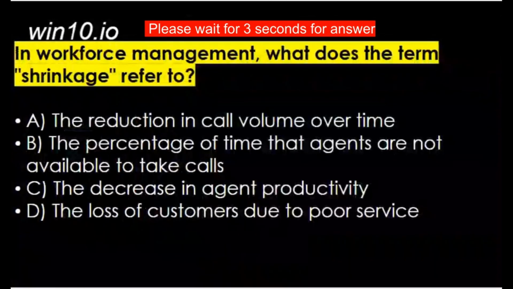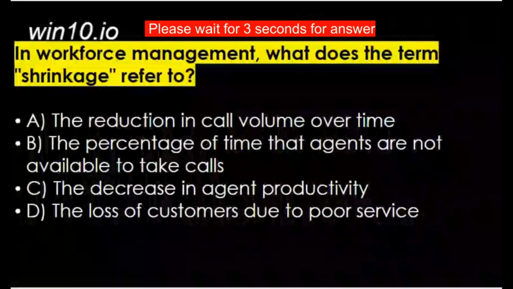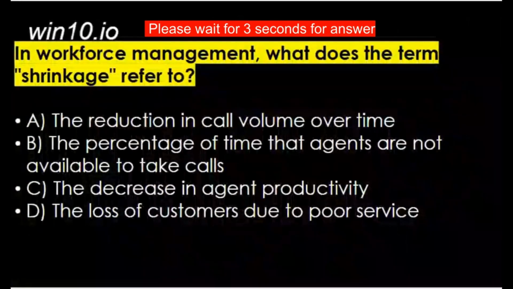Next question we have: in workforce management, what does the term shrinkage refer to? Option A, reduction in call volume over time. Option B, the percentage of time that agents are not available to take calls. Option C, the decrease in agent productivity. Option D, the loss of customers due to poor service.